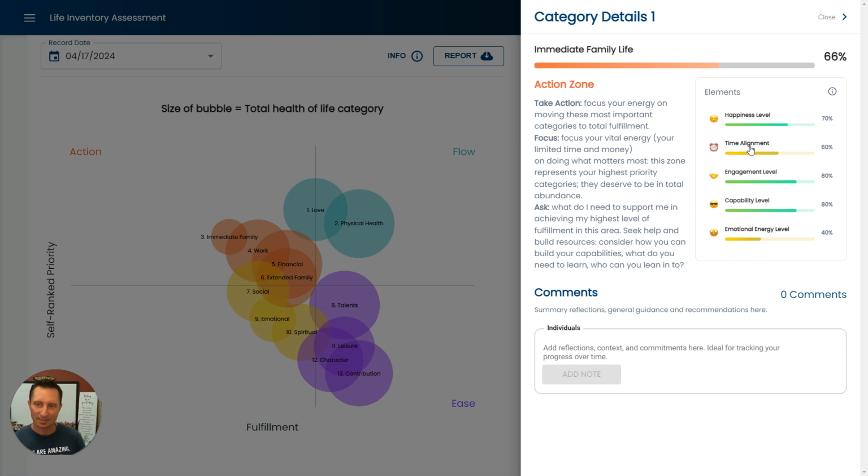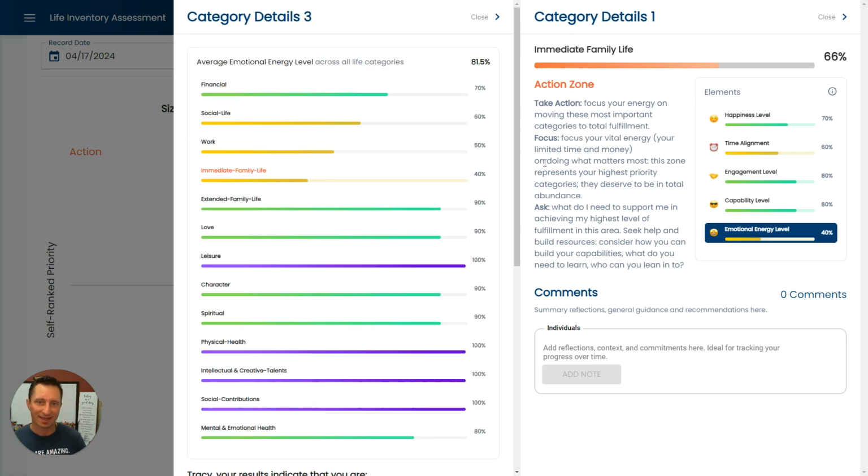Now, I can click on any of these for deeper insight, and the one that I spend the most amount of time with, and it's very unique to this tool, is we take a measure using a somatic scale of how they're feeling in each dimension of their life, in this case, in their immediate family life, within their body. And we call that the emotional energy level. So when I click on that, here is the graph that is super powerful.